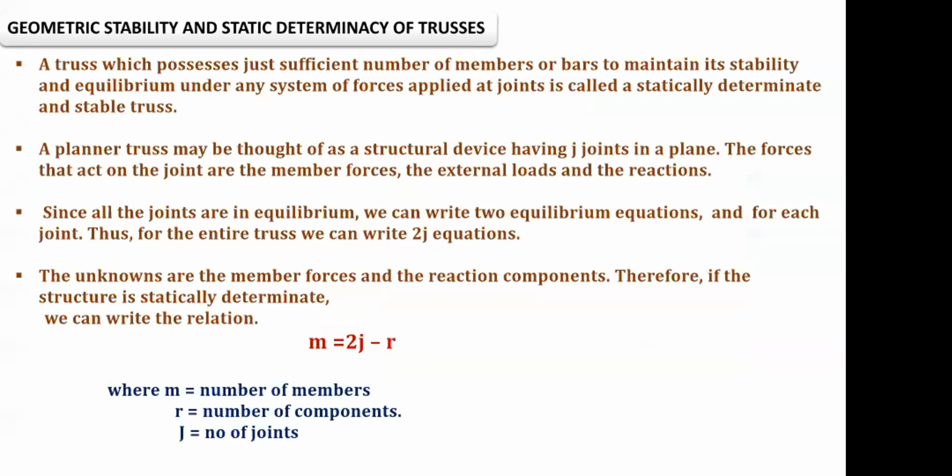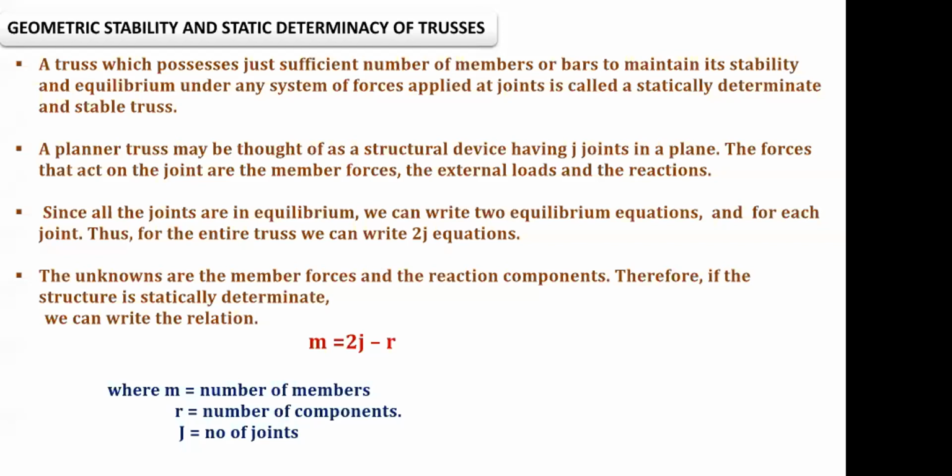At the fourth point, the unknowns are the number of forces and the reaction components. Therefore, if the structure is statically determinate, we can write the relation M equal to 2J minus R. If we want to calculate internal indeterminacy, M equal to 2J minus R, or otherwise this can be modified. So is my voice audible to all of you? Yes, sir. Right. In the case of stability, there is a lot of theory.